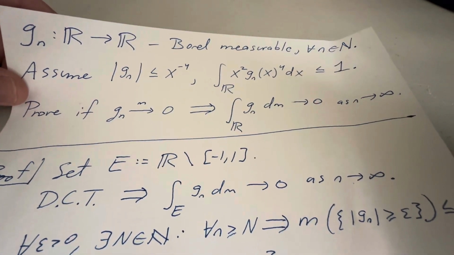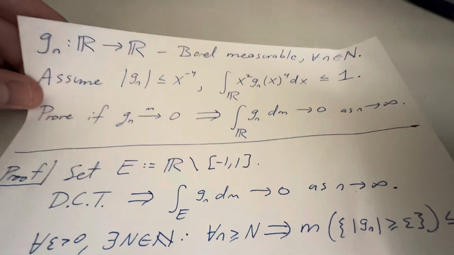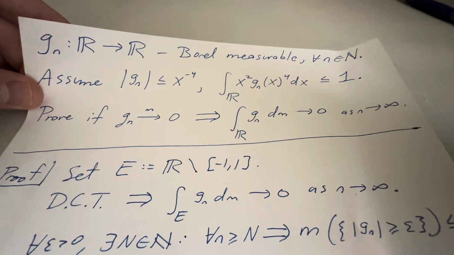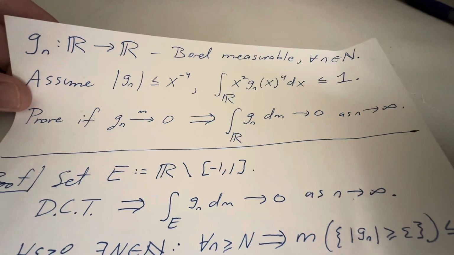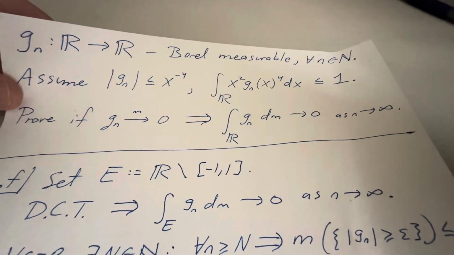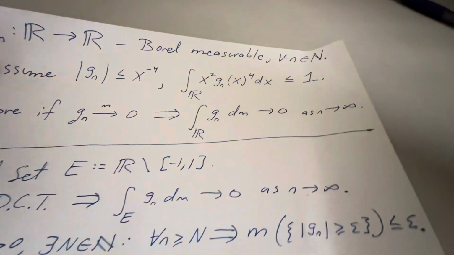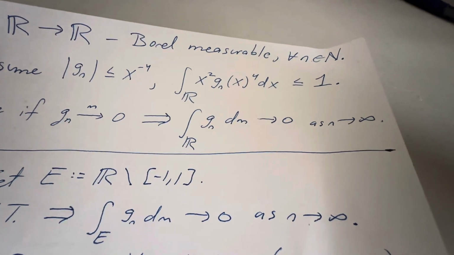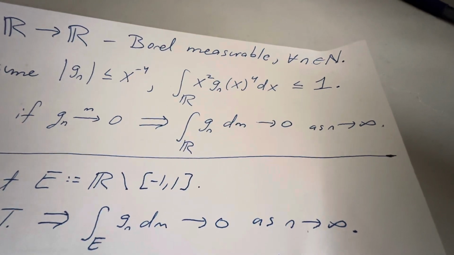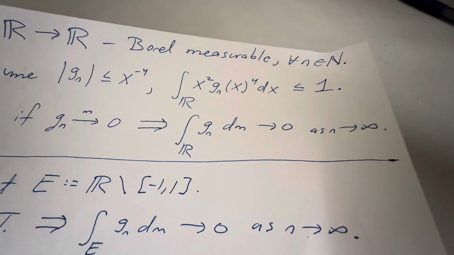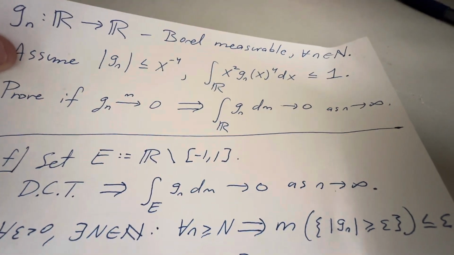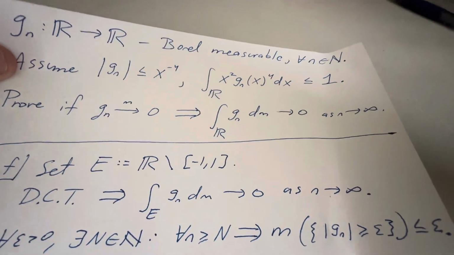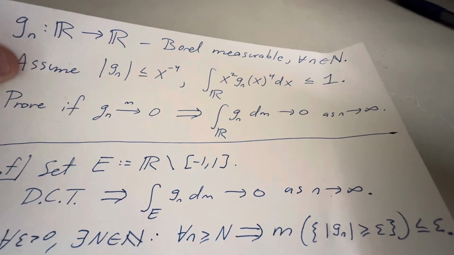G_n is a sequence of Borel measurable functions. They're real valued, functions of a real variable. We assume that the absolute value of G_n is bounded above by x to the negative fourth on the whole real number line, and we know that the integral of x squared G_n to the fourth over the whole real number line is less than or equal to 1. Prove that if G_n converges in measure to 0, then the integral of G_n also converges to 0 as n tends toward infinity.